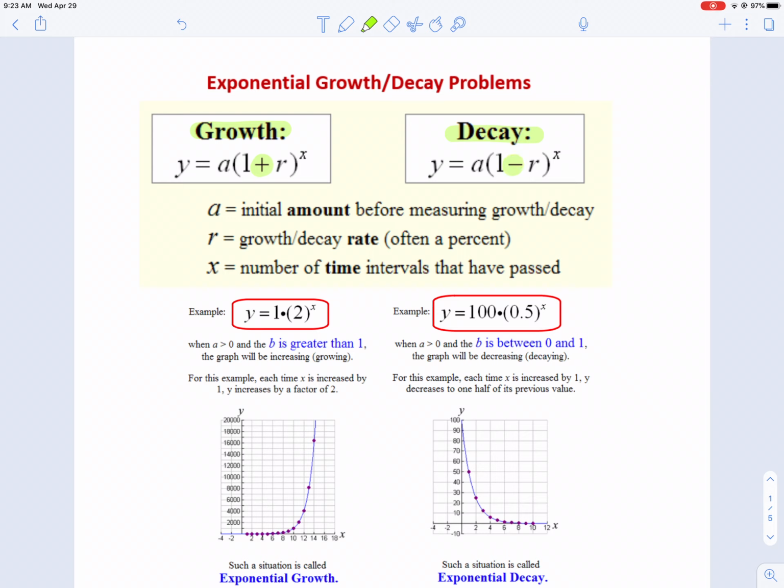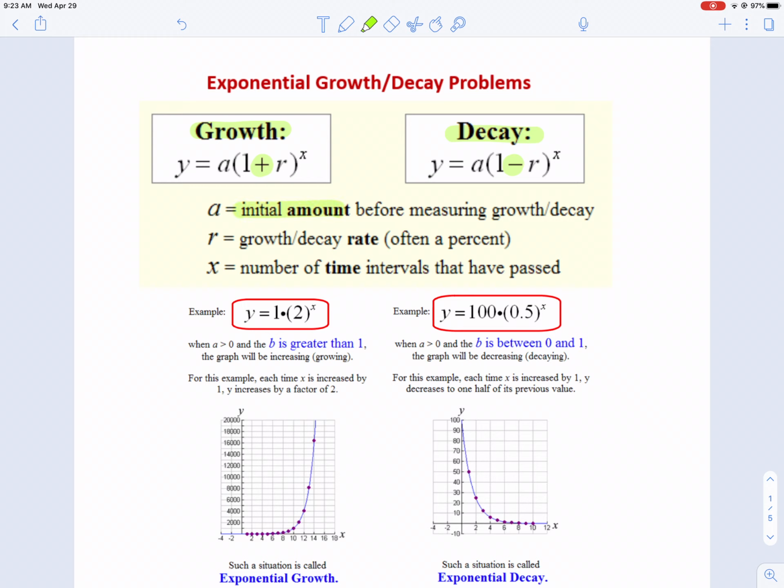Y equals a (1 plus r) to the x. And decay is y equals a (1 minus r) to the x. So what are all these variables? Okay, well, your A value is your initial amount before you're measuring your growth or decay. So it's what you're starting with, okay? A is your initial amount.